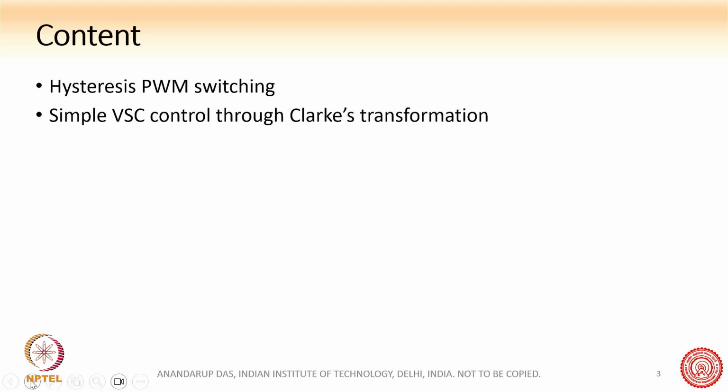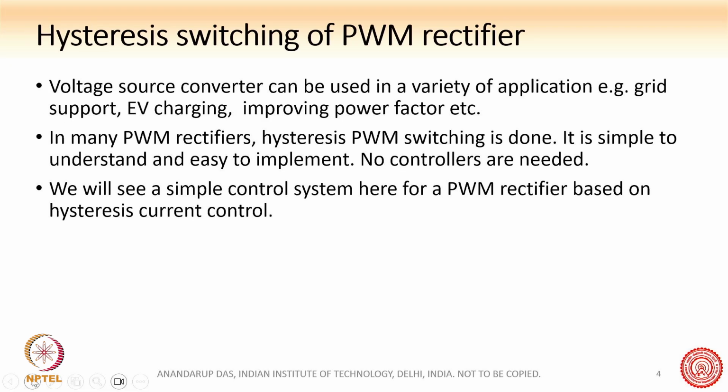Now, what is the content of today's lecture? In today's lecture, we will see the hysteresis PWM switching strategy and a simple control of the VSC using only Clark's transformation. We will not use the Park's transformation. And this is one of the easiest switching and control techniques of the VSC. Also, of course, it has some drawbacks, but it is one of the easiest things to understand. So let us see what this technique is.